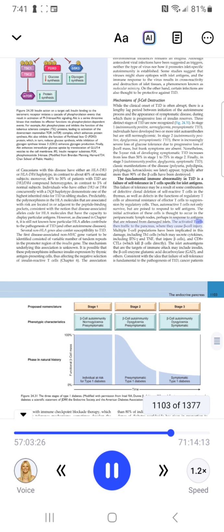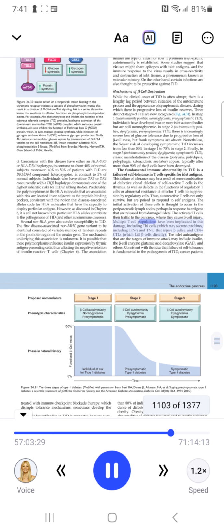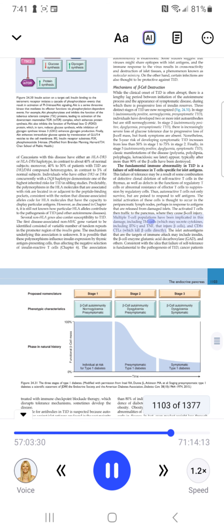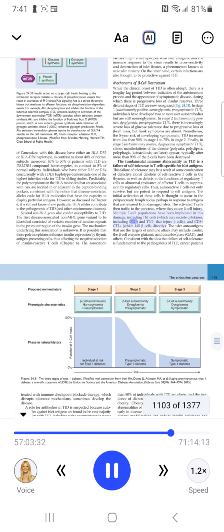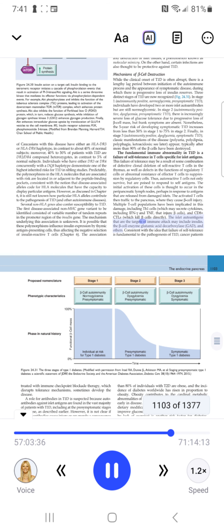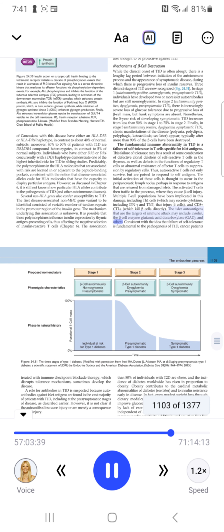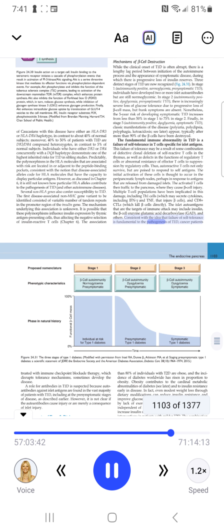The activated T cells then traffic to the pancreas, where they cause cell injury. Multiple T cell populations have been implicated in this damage, including Th cells, which may secrete cytokines, including IFN-gamma and TNF, that injure cells, and CD8+ CTLs, which kill cells directly. The islet autoantigens that are the targets of immune attack may include insulin, the beta cell enzyme glutamic acid decarboxylase (GAD), and others, consistent with the idea that failure of self-tolerance is fundamental to the pathogenesis of T1D.